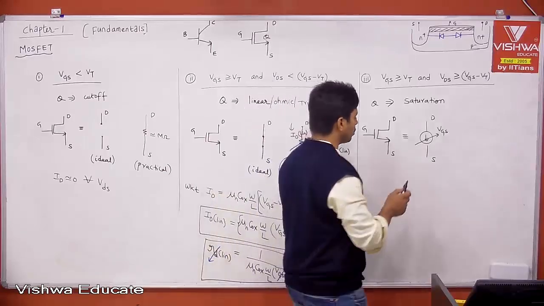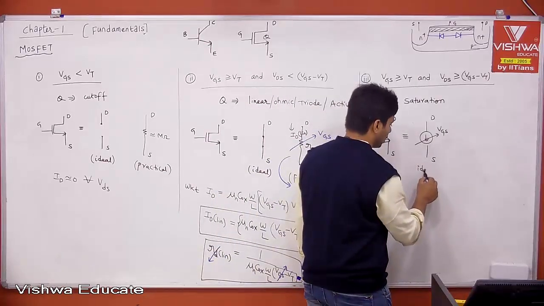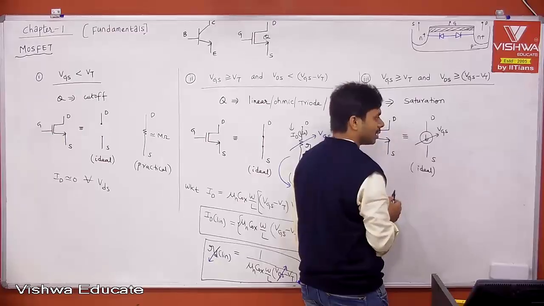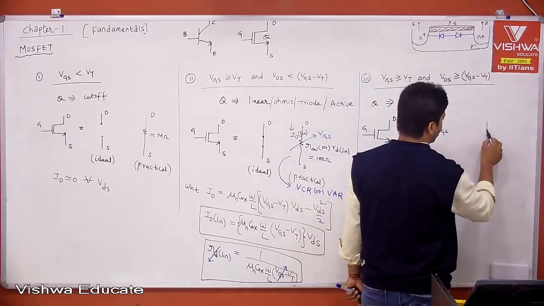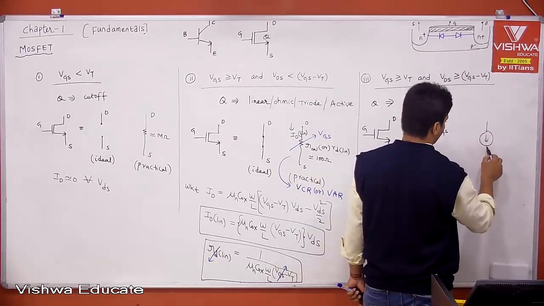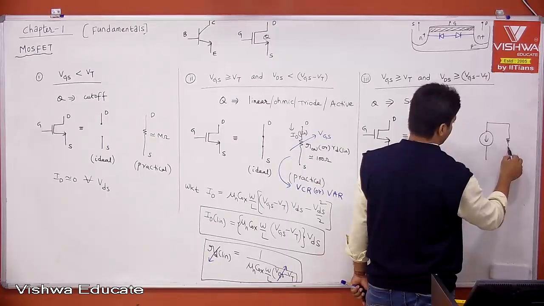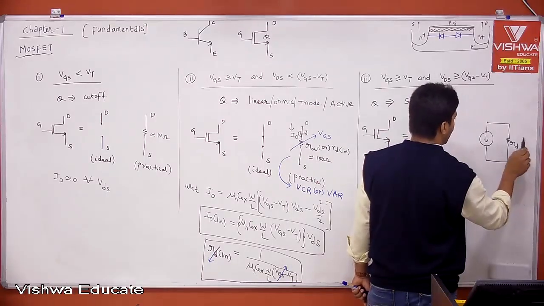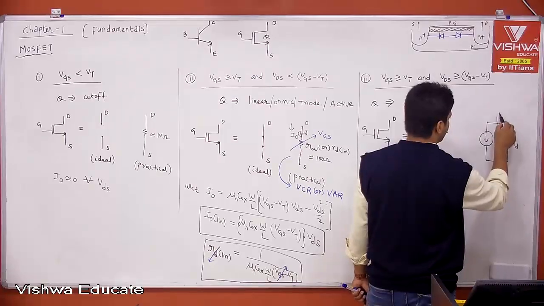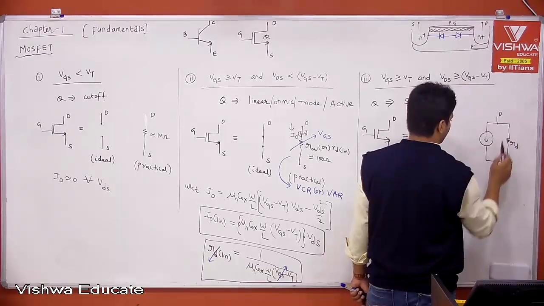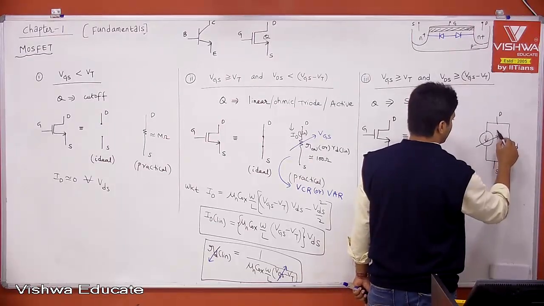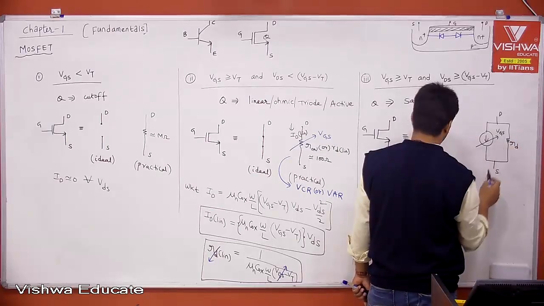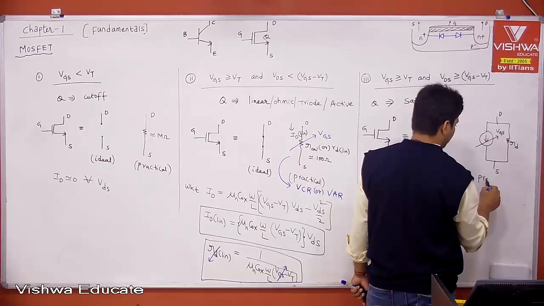Okay. Now this is the ideal model. But if you consider practical model, you'll have some resistance. People call it RD sat or RD. Then this is drain and then source. And still this is controlled by VGS. Therefore, this is our practical model.